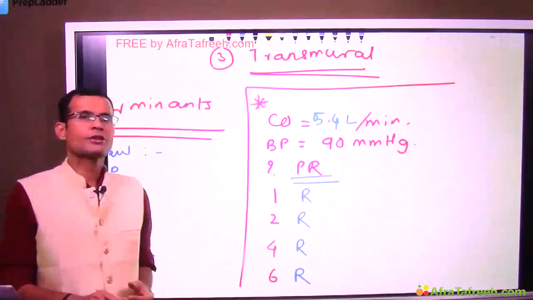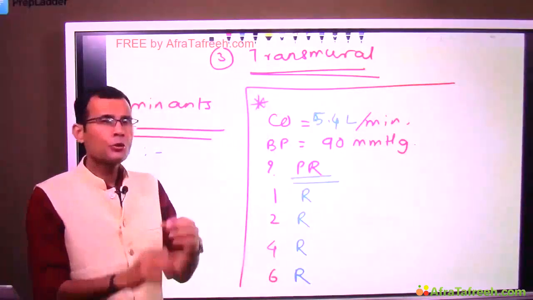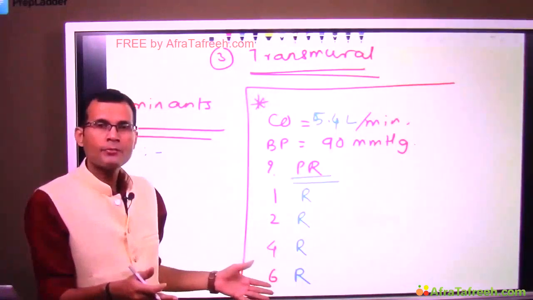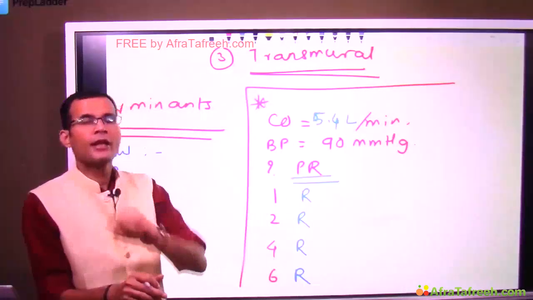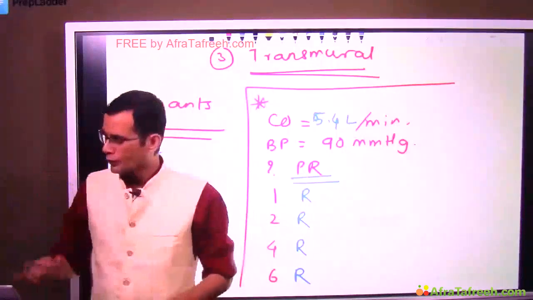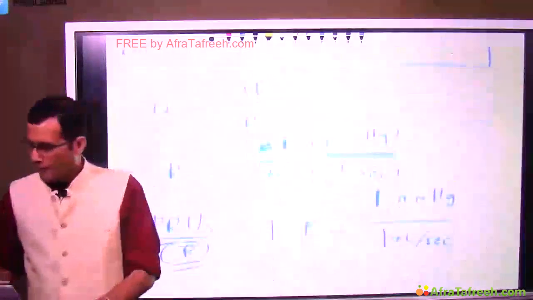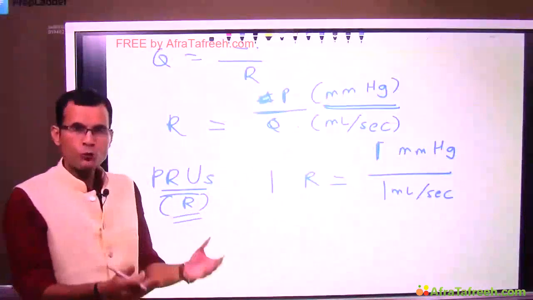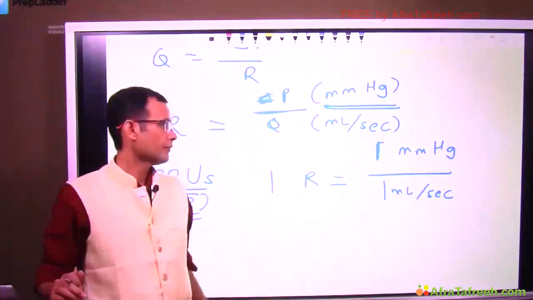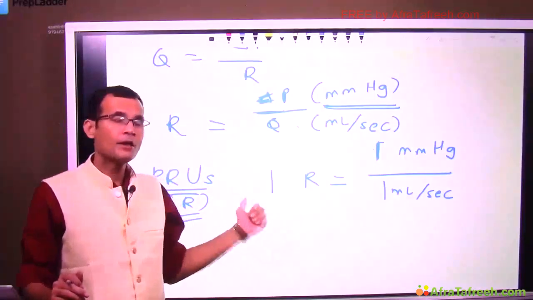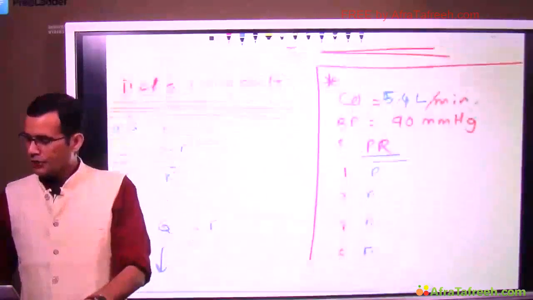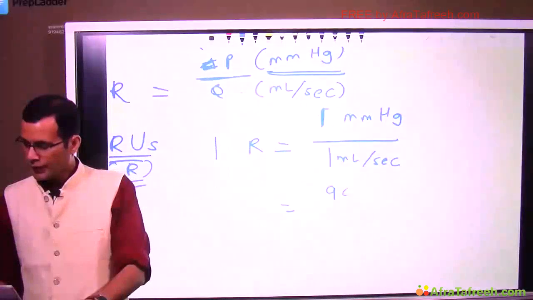So here is one suggestion. Whenever you are sure of the formula and still the answer is not coming up, always look at the units carefully. Sometimes units are not matching and therefore there is a problem. So that's one good suggestion at this point. Okay, so 1 R is equal to 1 mm of Hg per ml per second. That is equal to 1 R or 1 PRU. Now in this case, mm of Hg, blood pressure was given 90 mm of Hg.